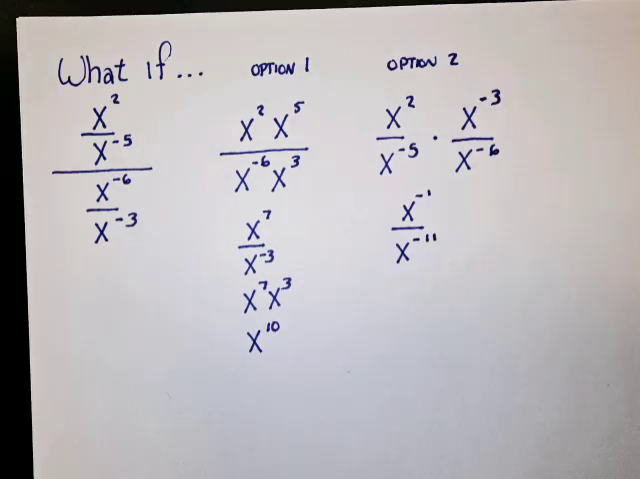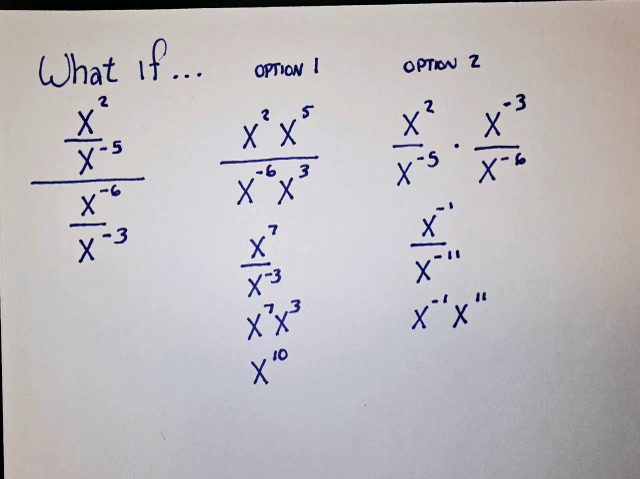Now I combine the fractions on the same level. 2 plus negative 3 is negative 1. Negative 5 plus negative 6 is negative 11. Now I collapse the fraction by moving the x to the negative 11 to the top of the fraction, which changes the sign to positive 11.